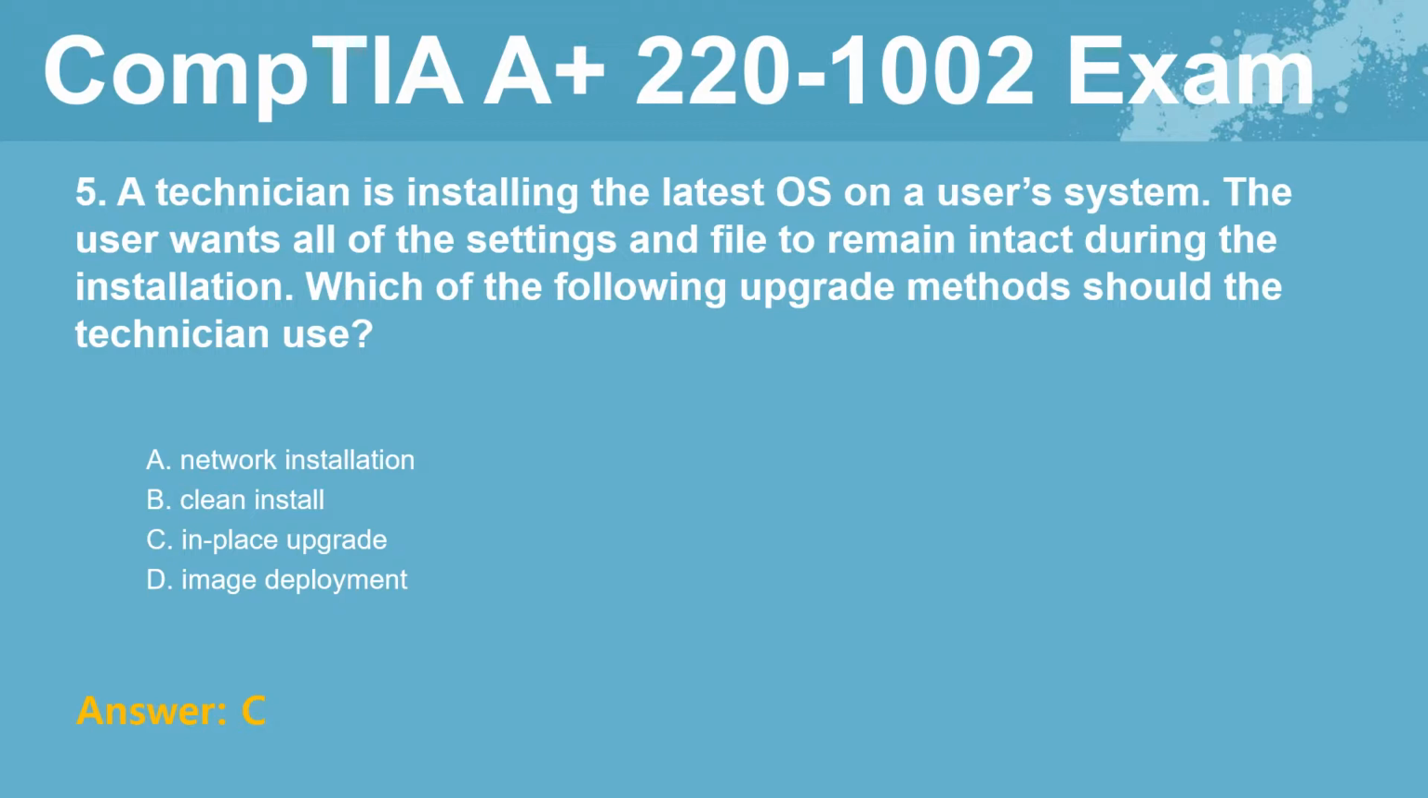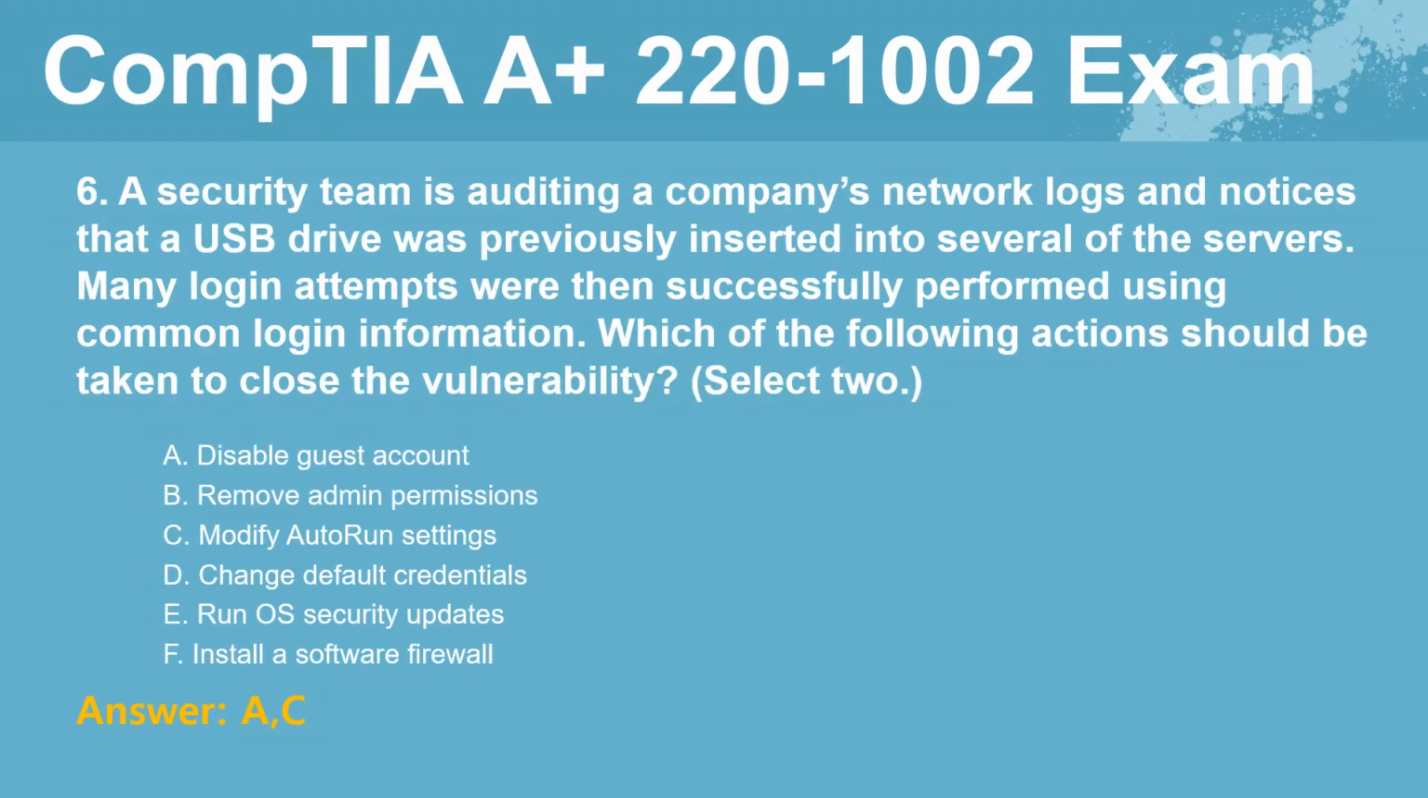5. A technician is installing the latest OS on a user's system. The user wants all of the settings and files to remain intact during the installation. Which of the following upgrade methods should the technician use? A. Network installation. B. Clean install. C. In-place upgrade. D. Image deployment. Answer, C.